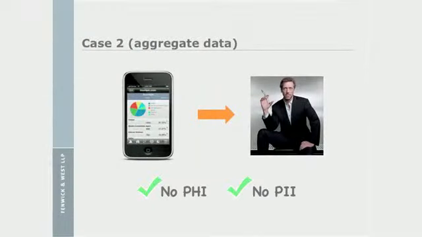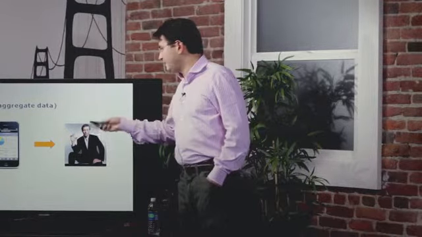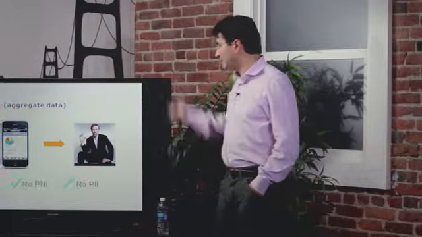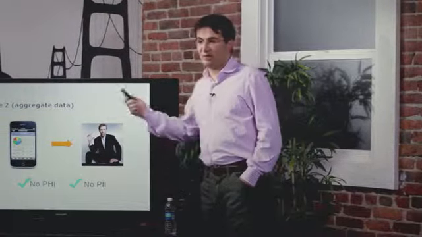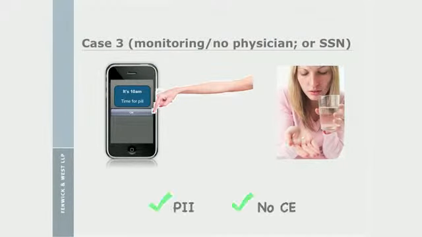The second one: a different application that collects data. It might be from individual users, but then the data is provided to a physician on an aggregate basis. Think about charts, graphics, statistical data of different kinds. This is a little more interesting because you have data that might originate from an individual, but it's provided to a physician only on an aggregate basis. Legal consequence: no PHI, no PII. HIPAA doesn't apply.